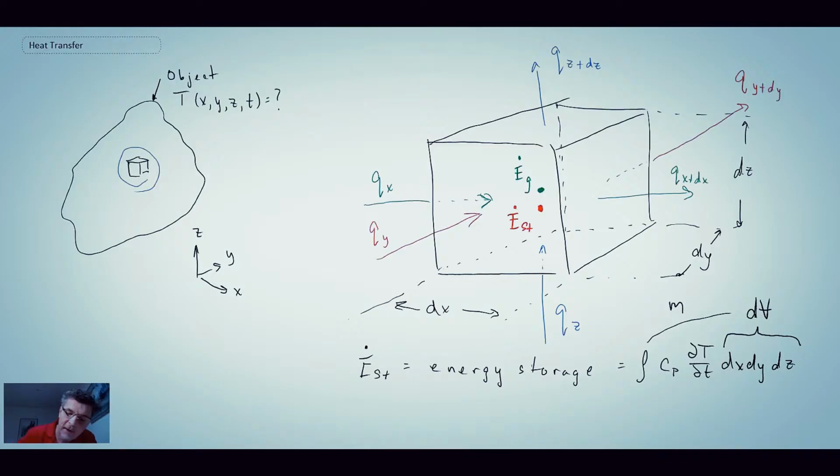And then for energy generation, we're going to define q dot. q dot is the rate of energy generation within our solid, in watts per meter cubed, and then we need to multiply that by the volume, dx dy dz.